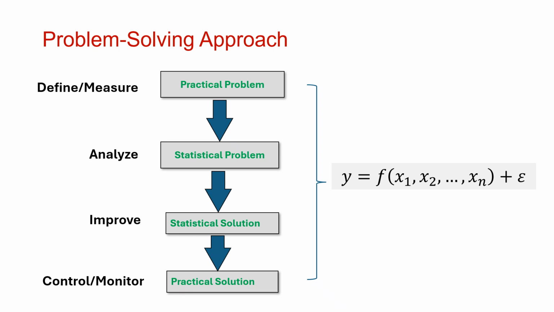So this is the whole problem solving approach, or DMAIC problem solving approach. You can always say, from the Six Sigma philosophy point of view, DMAIC: define, measure, analyze, improve and control. So what you are finally doing is constructing a model in the form y is equal to f(x) plus epsilon.